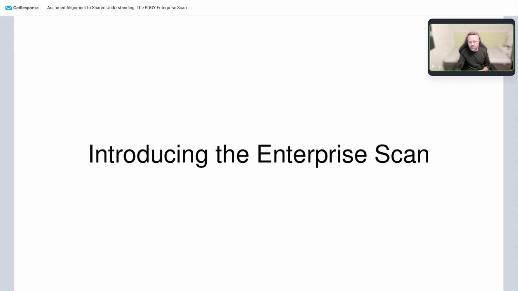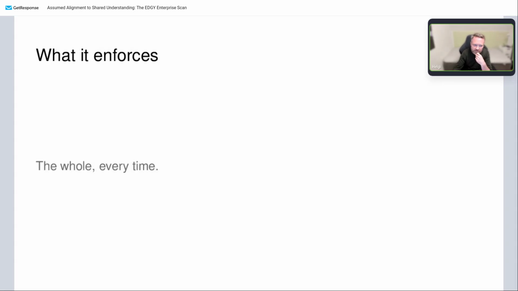So that's where we see the enterprise scan coming into play. And this is where the enterprise scan can help in that way. It's not going to be a solution for everything, but every time, it does make us focus on the whole. So very often it's a question of we have different perspectives of what we need to address. What are the elements that we need to focus on when we're actually doing these alignments, when we're talking about the planning and stuff like that?